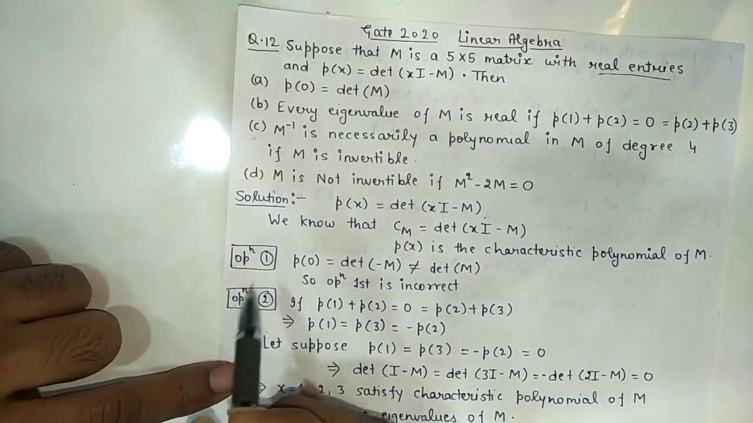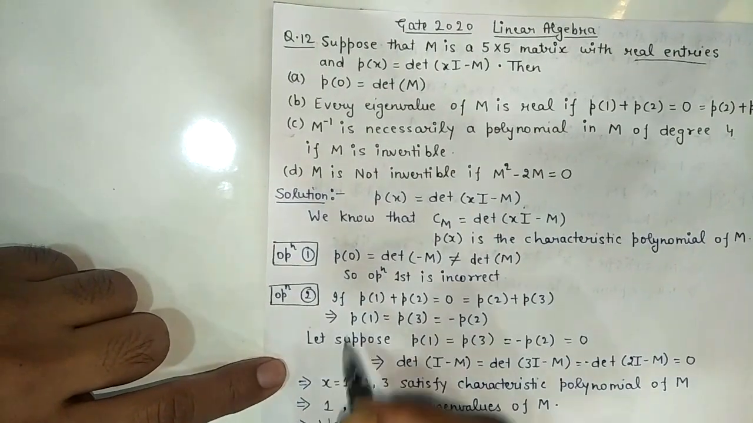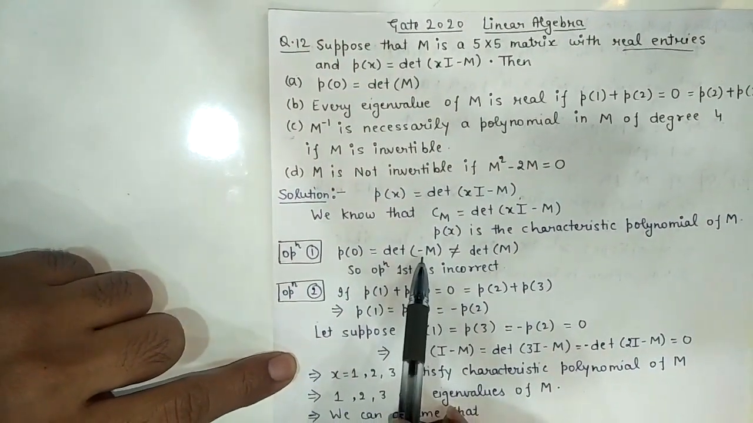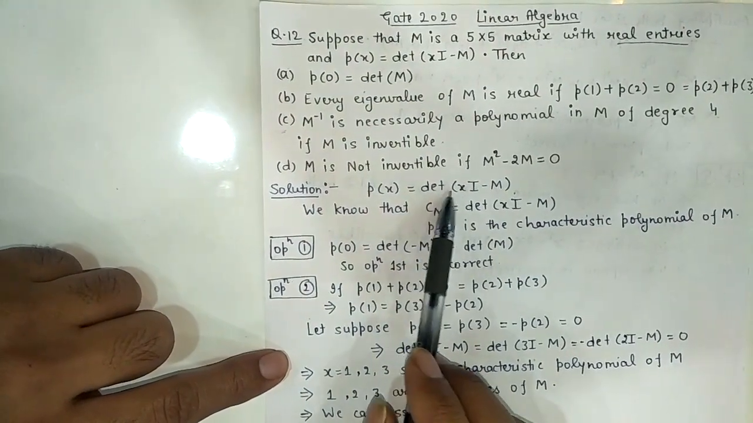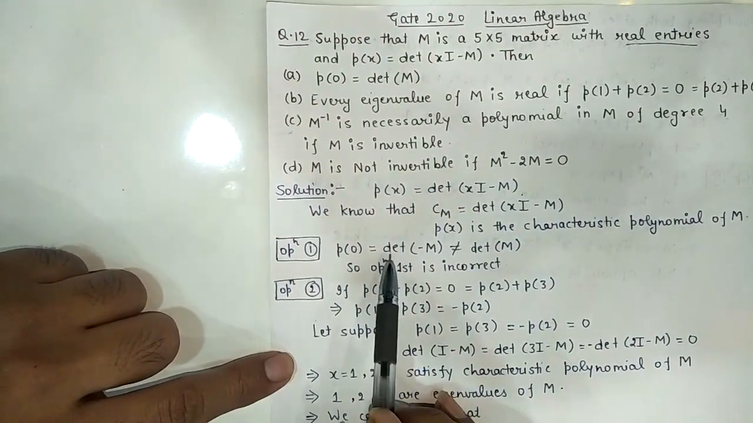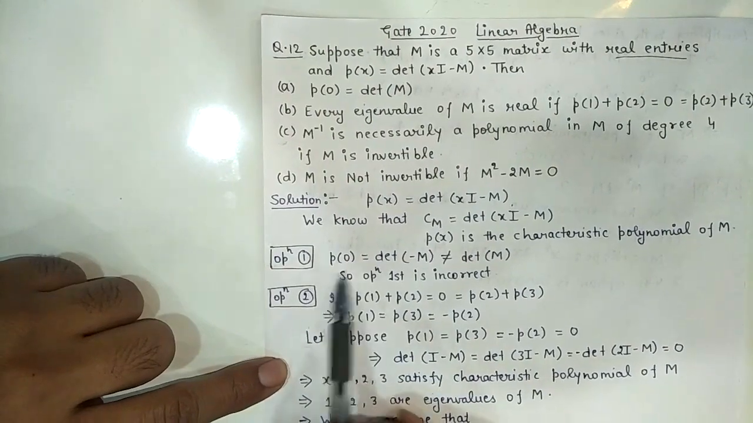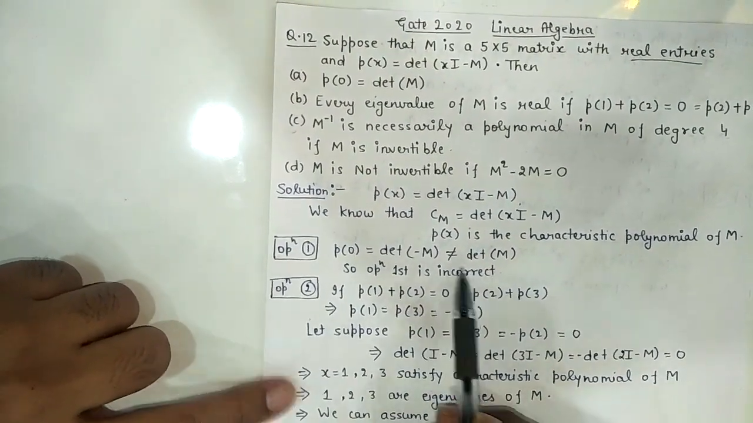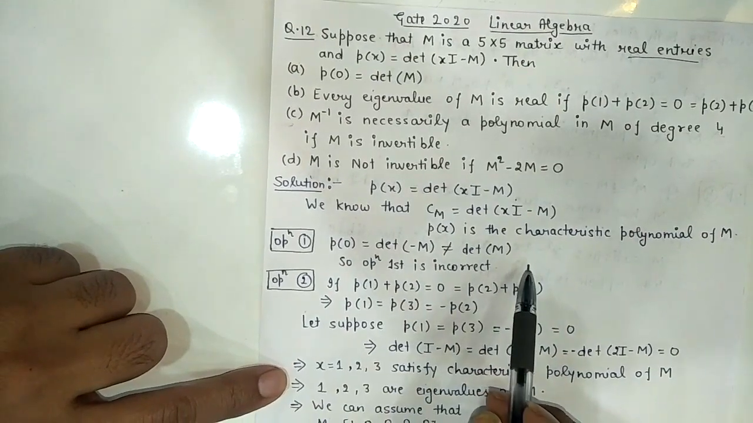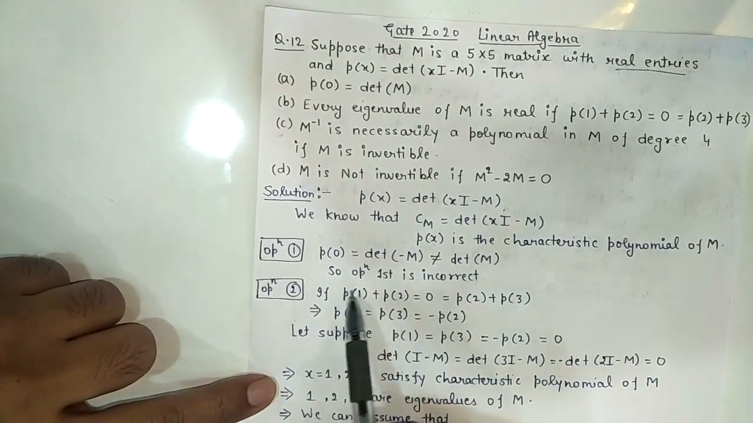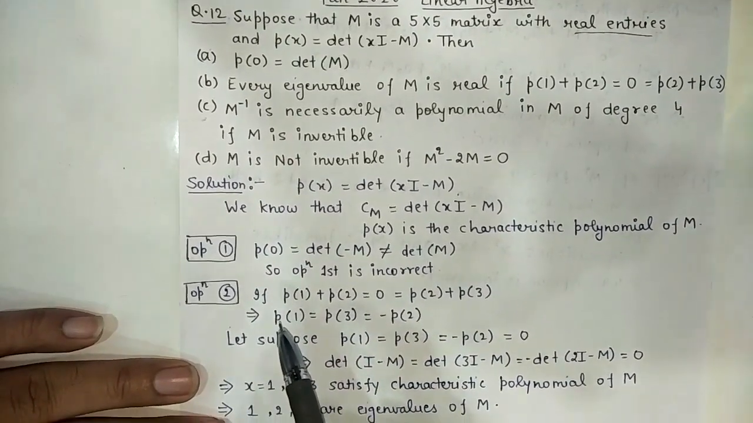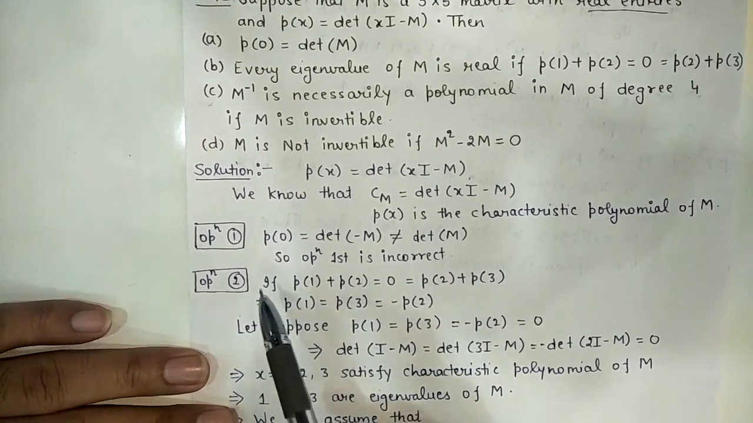Now for the first option, P(0): if we put x equal to 0 in the determinant of xI minus M, we get that P(0) is equal to the determinant of minus M, and this is obviously not equal to the determinant of M, so this option is incorrect.